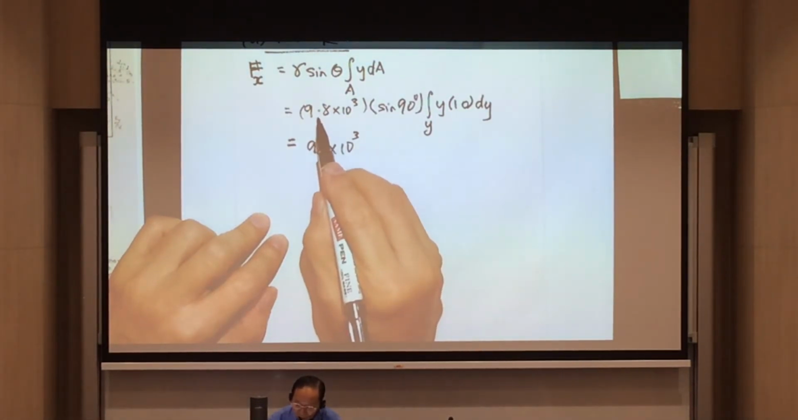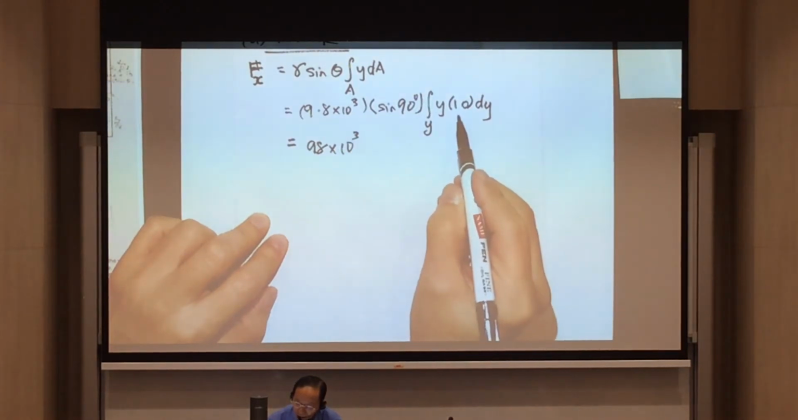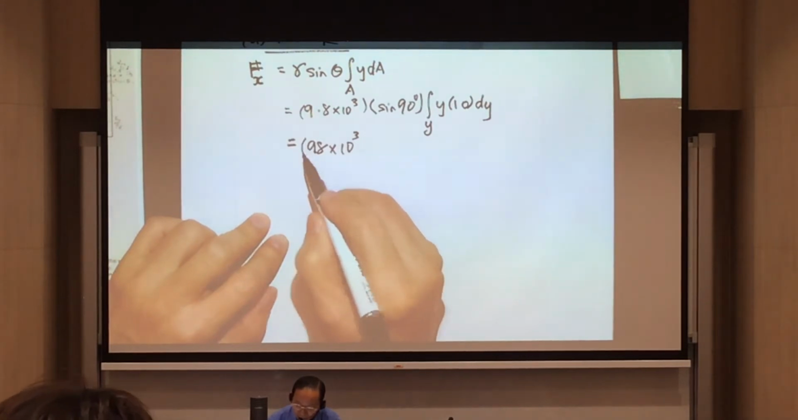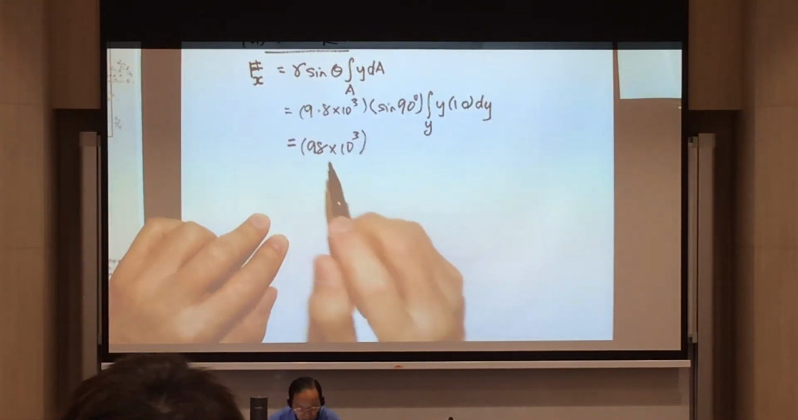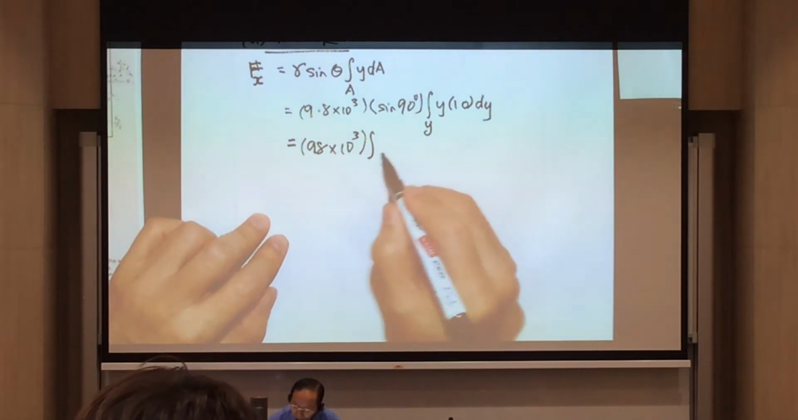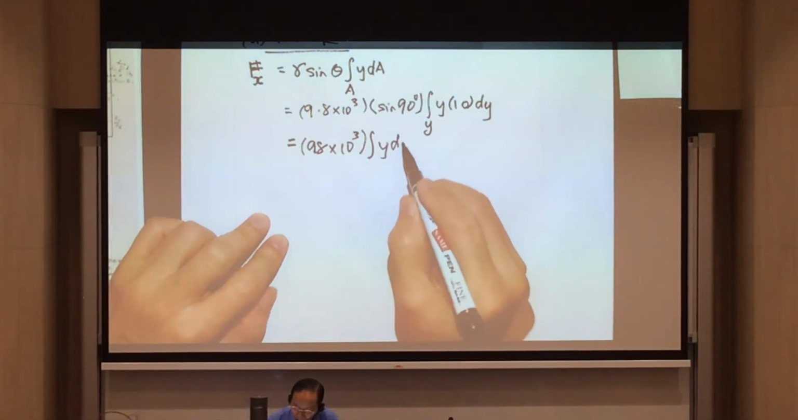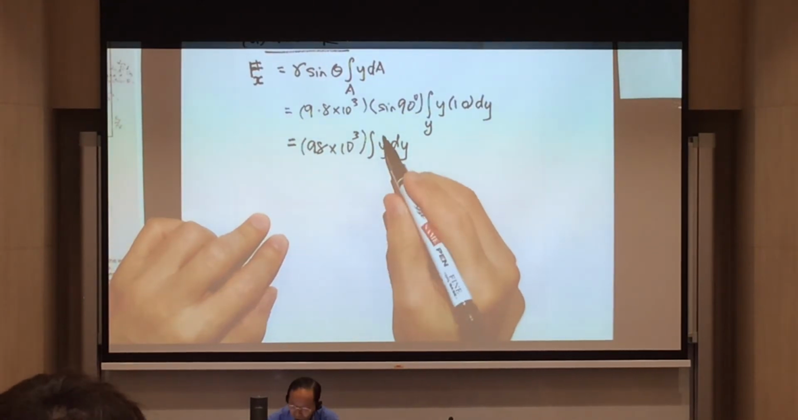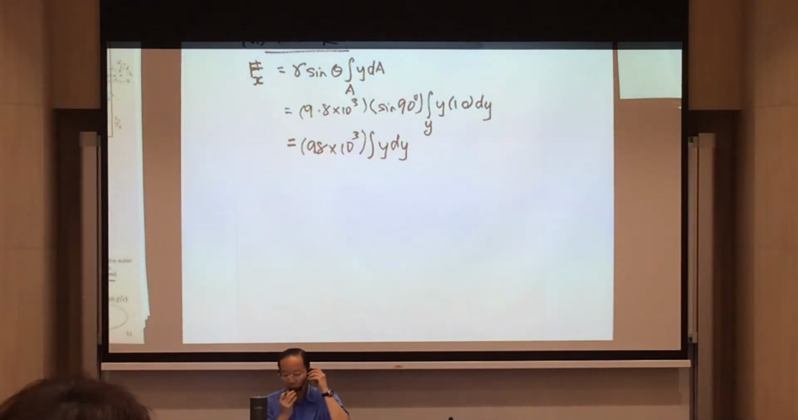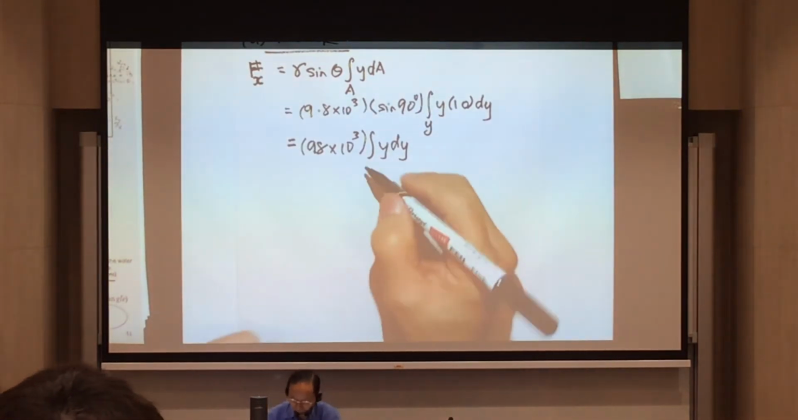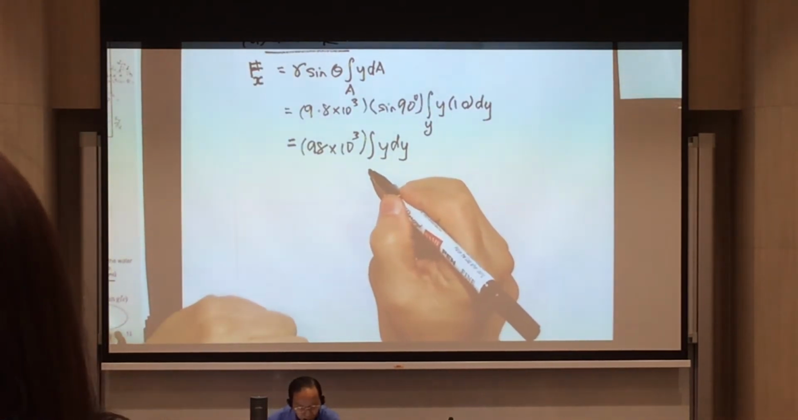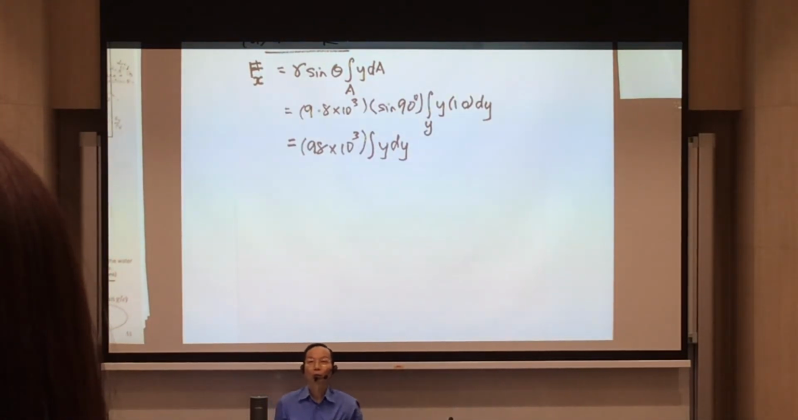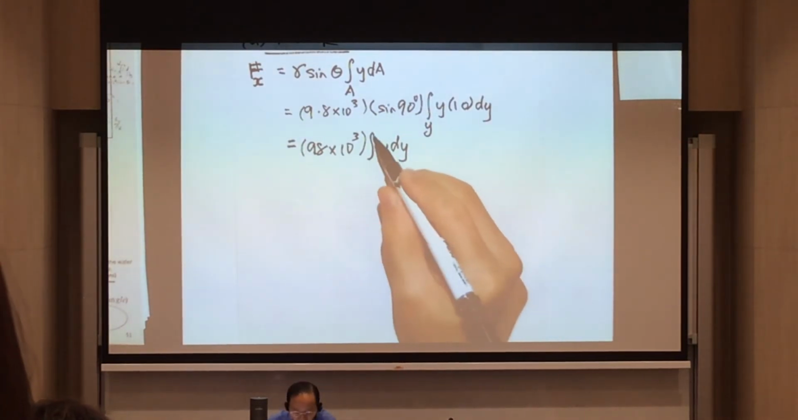So 9.8 times 10 to the 3 times 10 becomes 98. This is 98, not 9.8, it's 9.8 times 10, which gives 98. Then integrate across y, the body y. So now, what are the boundaries? Integrate from where to where? You must get this right. If you don't get this right, the rest of the calculation will be wrong.